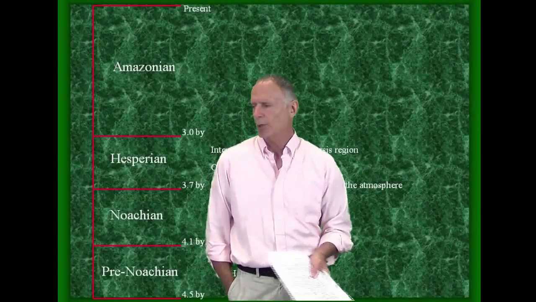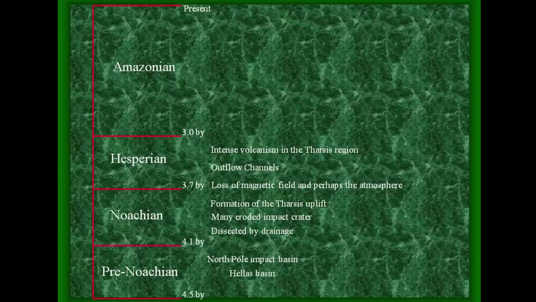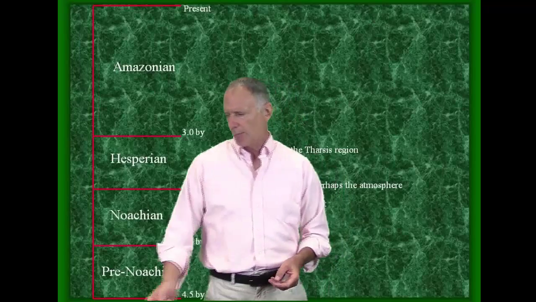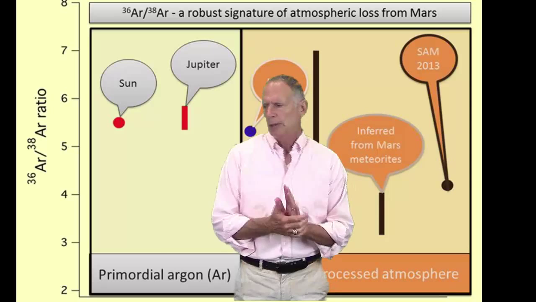Well, here's some things that were going on in the Hesperian. I already told you about the intense volcanism that occurred on the Tharsis Bulge, and I want to go into a little bit on the outflow channels next. But before I do that, I'd like to talk about argon isotopes. Don't panic. It's all very simple.